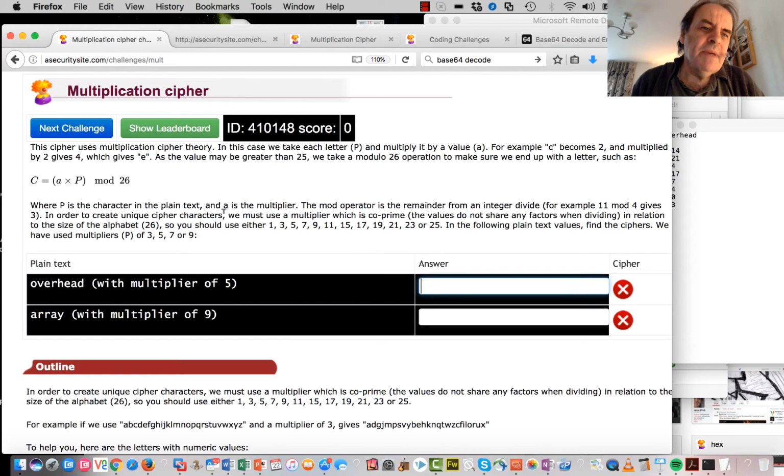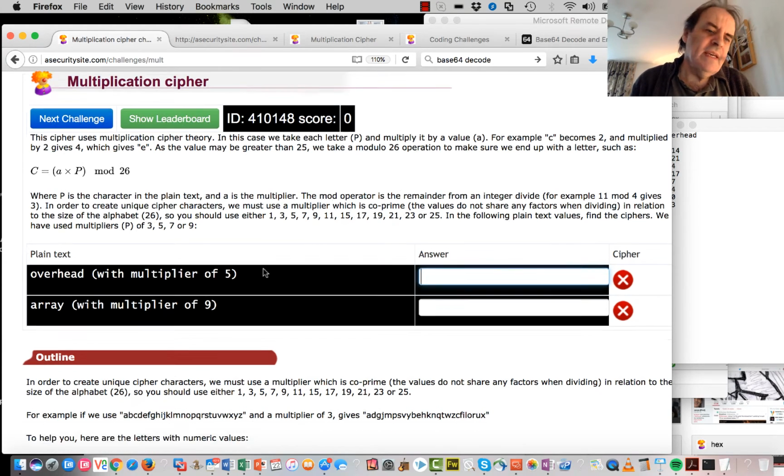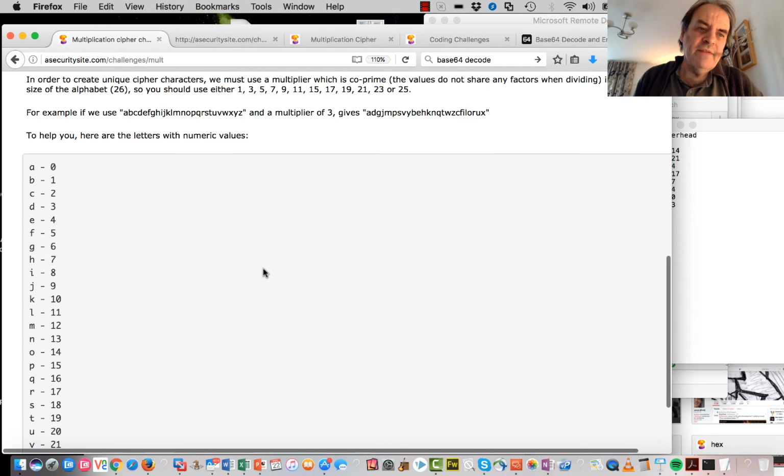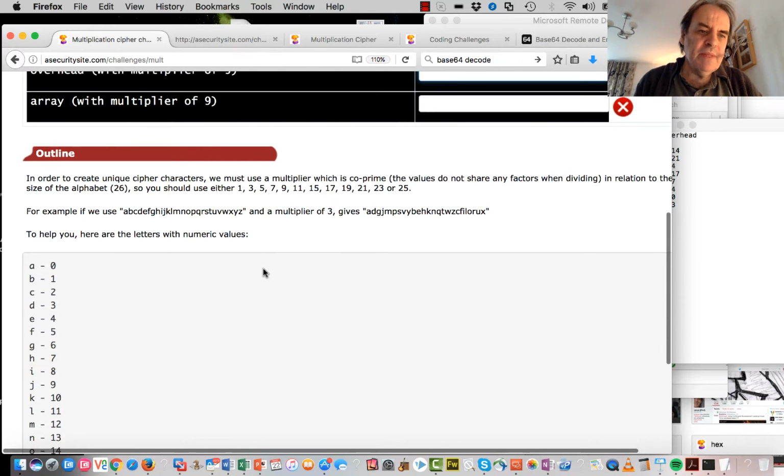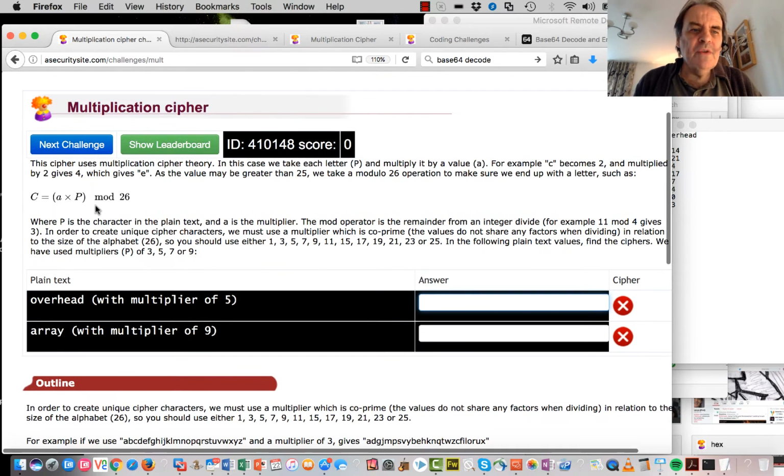Right, so we're going to look at the multiplication cipher. With the cipher, we take each of the characters and convert them to a numeric value, depending upon their place in the alphabet. And then we multiply by a fixed value, and then we take the mod of 26.